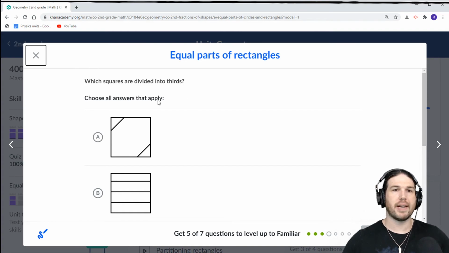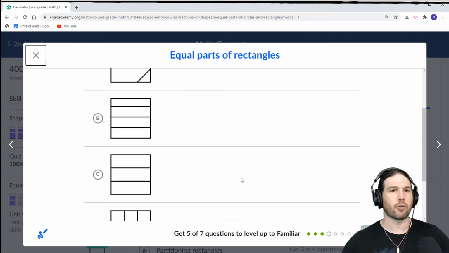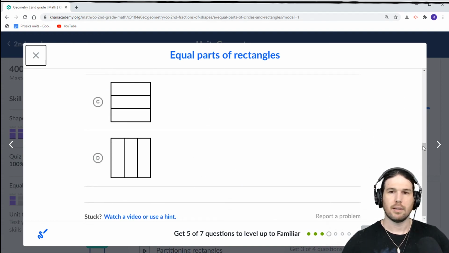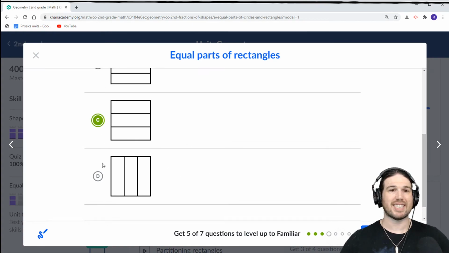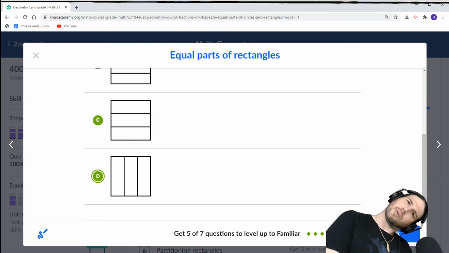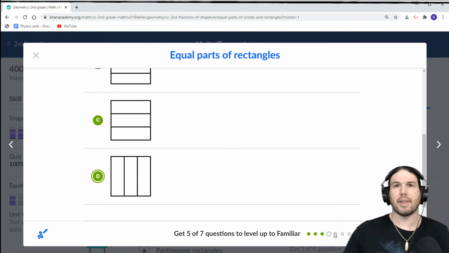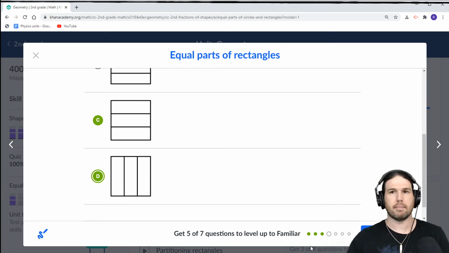Which squares are divided into thirds? Well, A is cut into pieces that are way, way disproportional. B is wrong because it's 4 pieces. So it looks to me like to cut it into thirds, C and D are both correct. And really, of course they're both correct, because if you look at C sideways, it's the same thing, right? C and D are the same shape. It's just you rotate it a little bit.